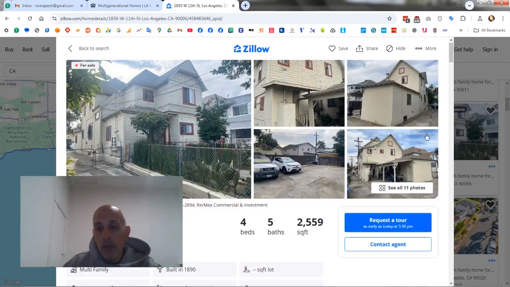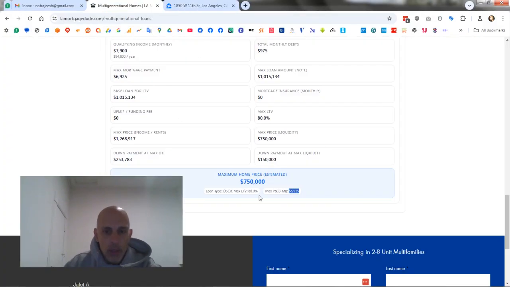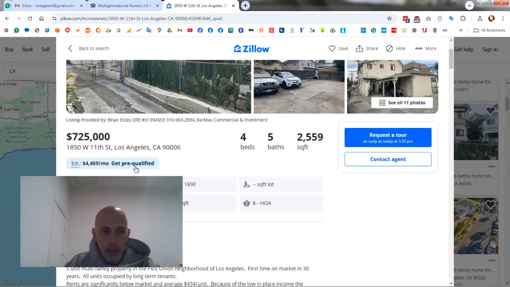Yeah, so I mean, you could buy this one with $150,000 down. Well, no, let me see here. This is 5 units, so $150,000. Yeah, you could buy it. No, you cannot, because this was for the 4 unit. So this requires 25% down just because it's 5 unit.